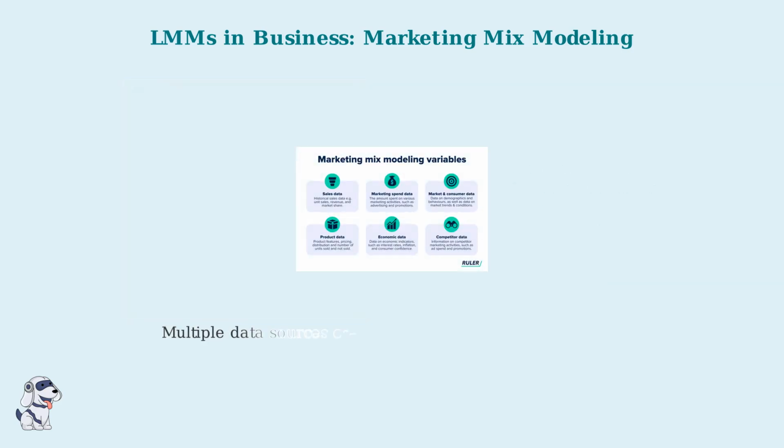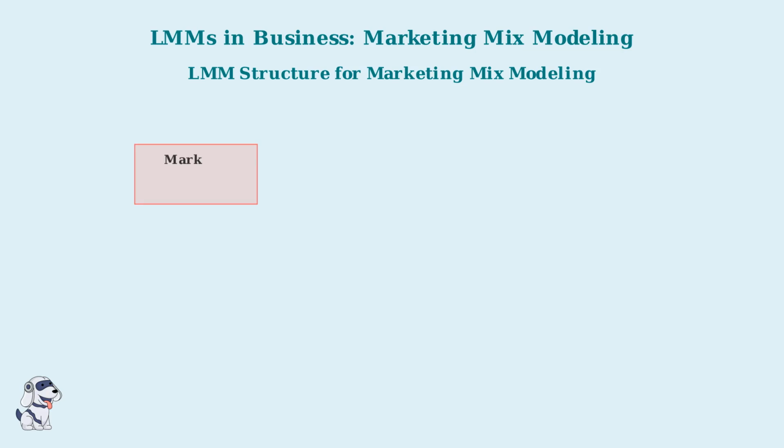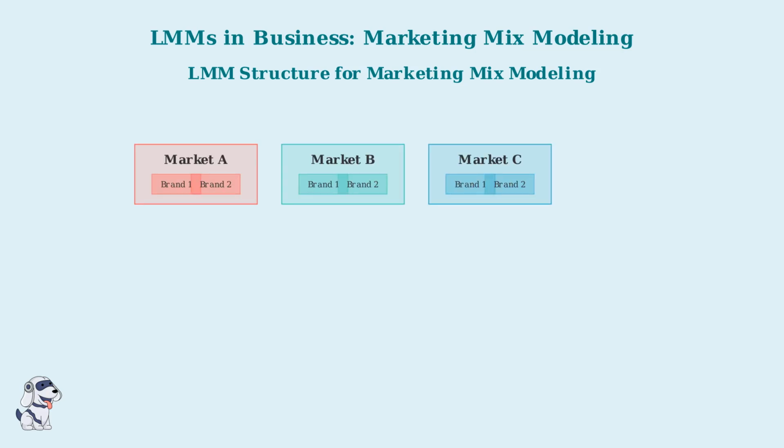Marketing mix modeling requires integrating multiple data sources: sales data, marketing spend, consumer behavior, product information, economic indicators, and competitor data. This creates complex, hierarchical datasets perfect for linear mixed models. In marketing mix modeling, we have brands nested within markets. Each market has its own characteristics, different consumer preferences, competitive landscapes, and economic conditions that affect how marketing activities influence sales.